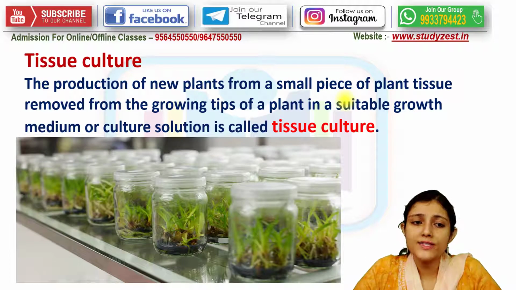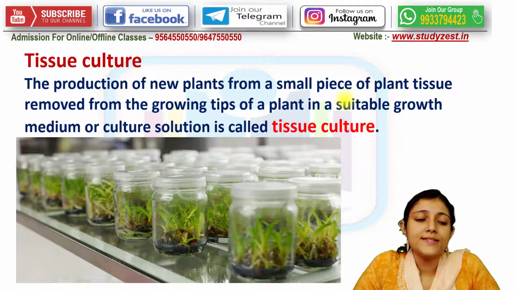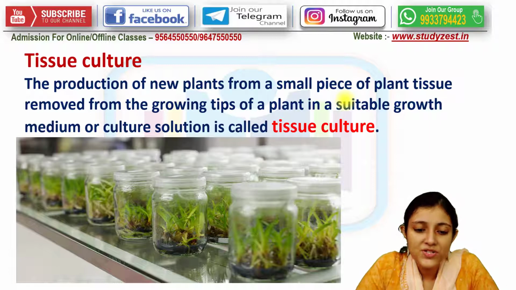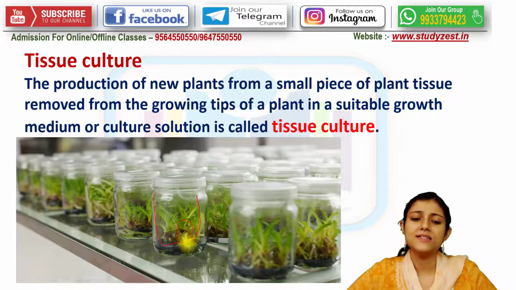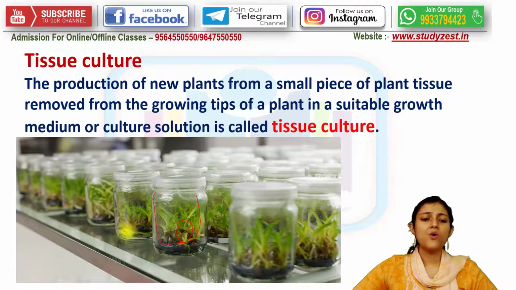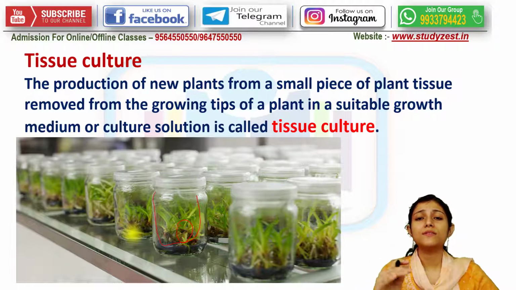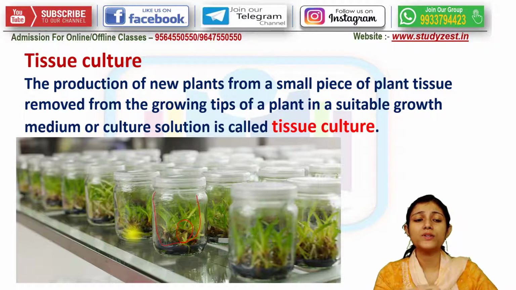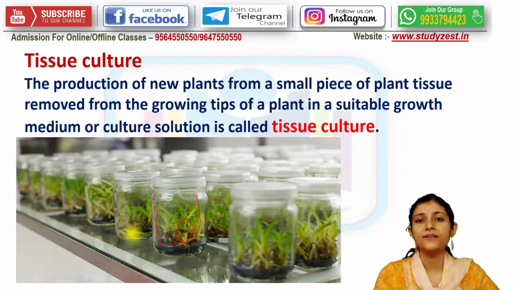Next, coming to the next concept, that is tissue culture. These days this is a very, very important process. As you can see in this picture, this is a rack, and in that rack many jars are there. This is one jar, and in this jar you can see a plantlet, and in every jar small plantlets are there. So what is it? Tissue culture. We are culturing something in this process. What are we culturing? We are culturing new small plantlets here.